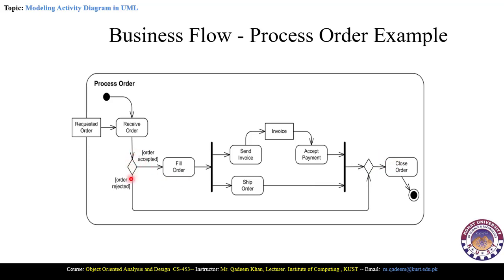But here you can see that the order may be either rejected or accepted. So this is a true-false condition, but here there is no certain action. That's why here the order will just be merged. That means these two operations will be merged and close order will be called. This is the close order activity, and at the end the activity diagram will be exited. So this is the completion of this activity diagram.